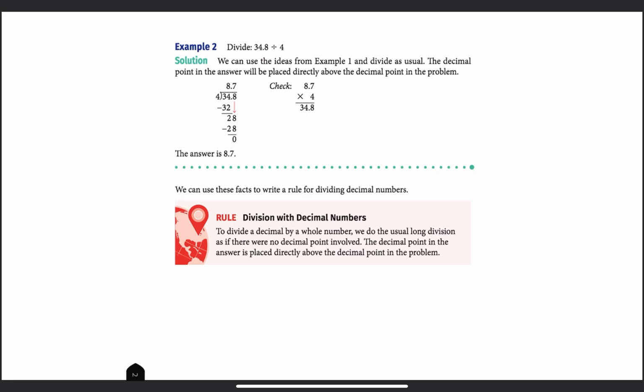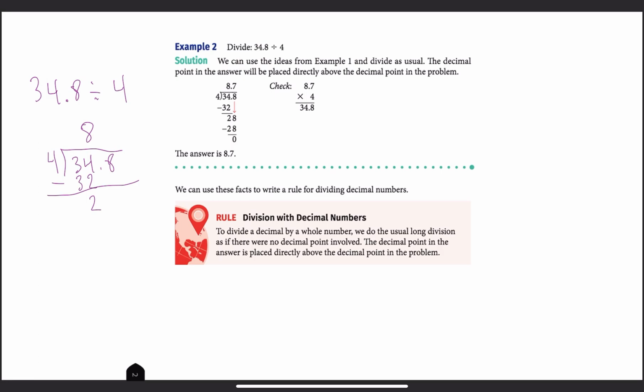straightforward because it's going to divide in nice and evenly. 34.8, or 34 and 8/10, divided by 4. So what we're going to do is take the 4 and divide it into 34.8. Of course 4 won't go into 3, but 4 will go into 34. It'll go in 8 times because 8 4s is 32. So we're going to subtract. So there's 2 left over.